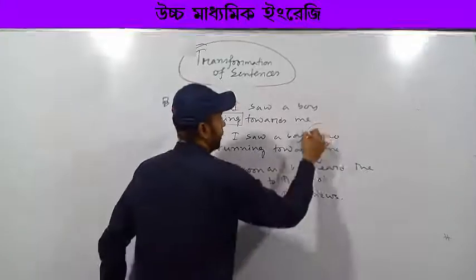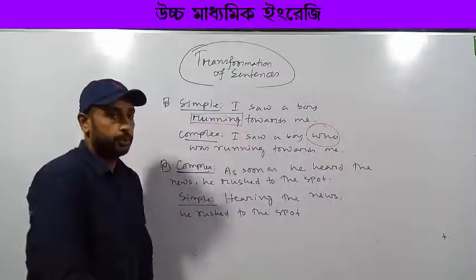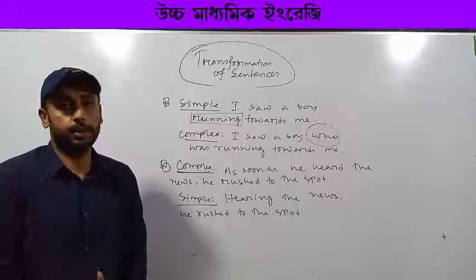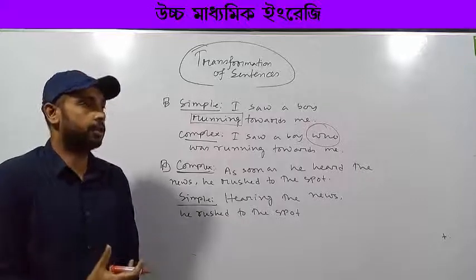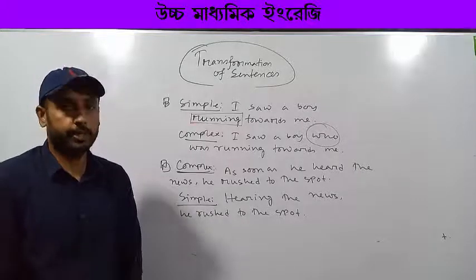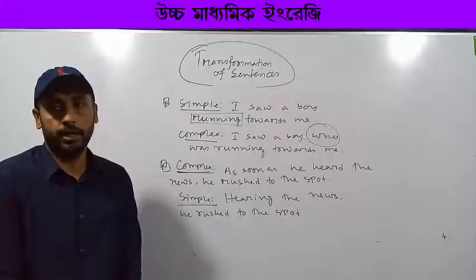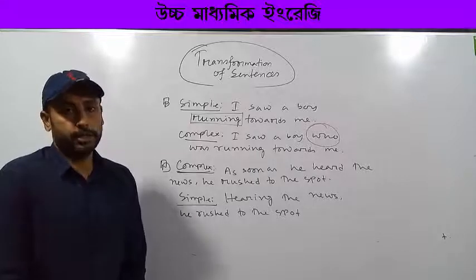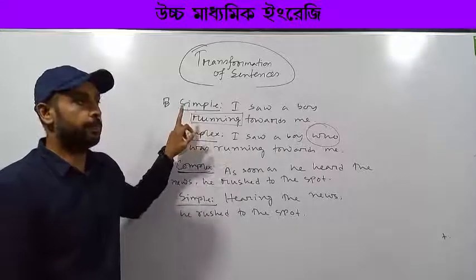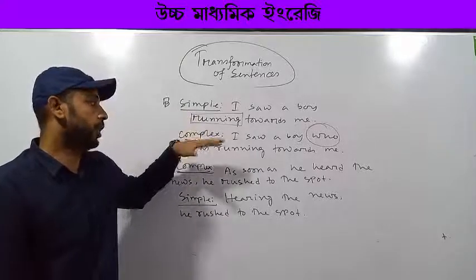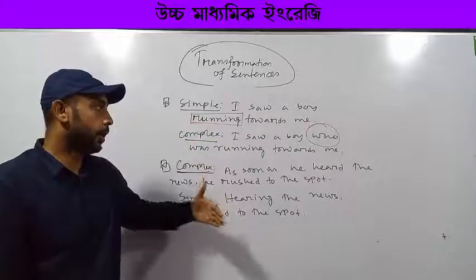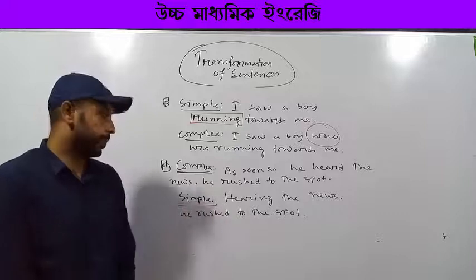Here we have to use a relative pronoun, that is who, and we have used who here because the boy is a person. If it is an object or animal, we can use which or that. If it is a place, we can use where. If it is a time, we can use when. So don't forget this condition. If there is any present participle condition, then you have to use a relative pronoun to make it complex. I saw a boy who was running towards me.